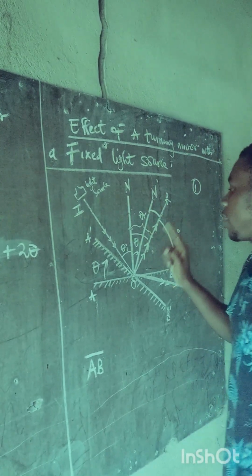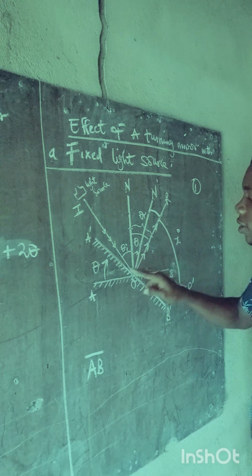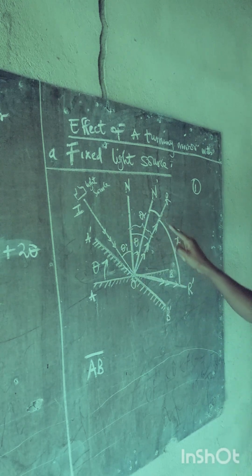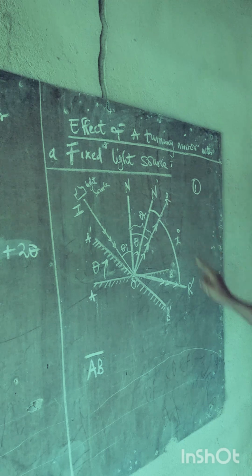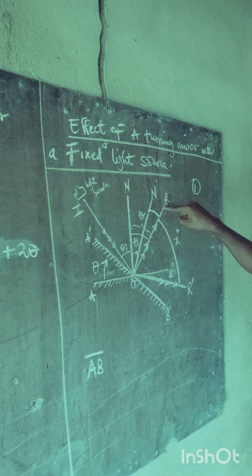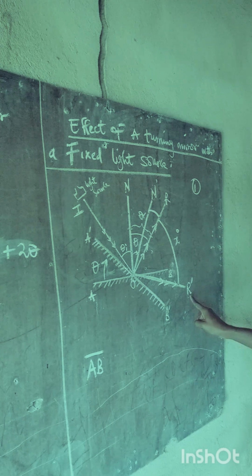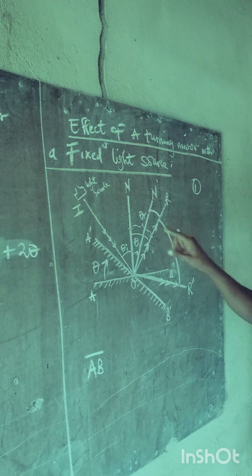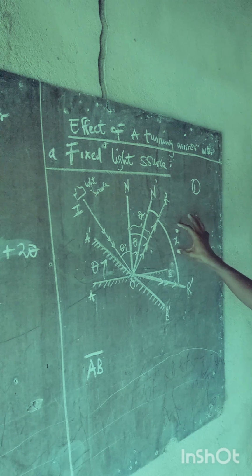So now we have here to be theta and here to be theta as well. With a fixed light source, the reflected ray changes from R to R prime, and the angle made between the initial position of the reflected ray and the final position of the reflected ray is X degree. We are going to find out what the value of X degree is.